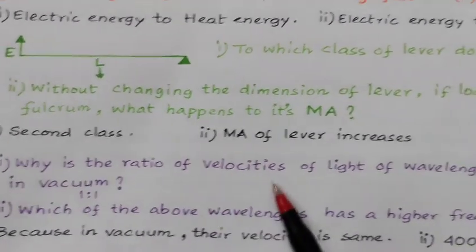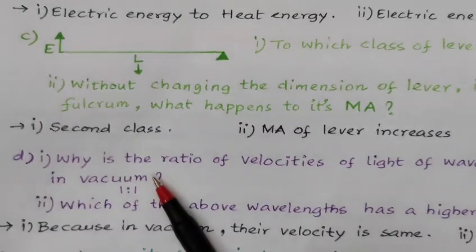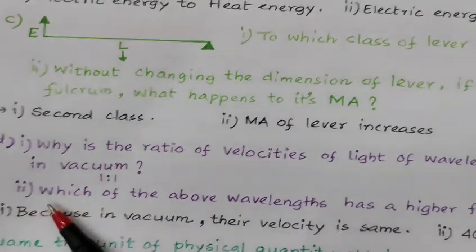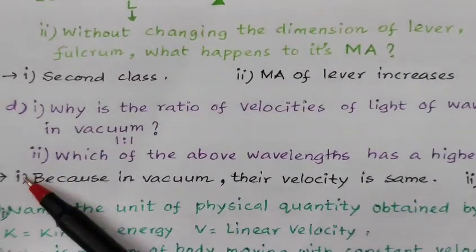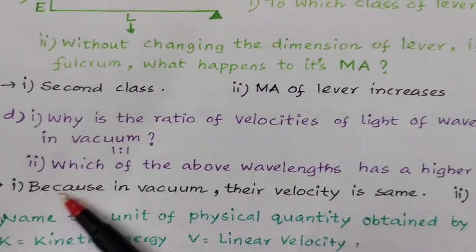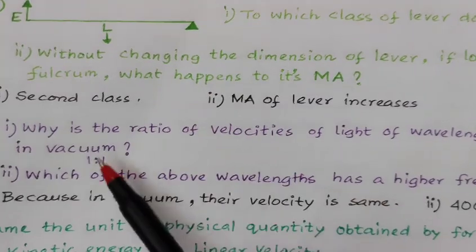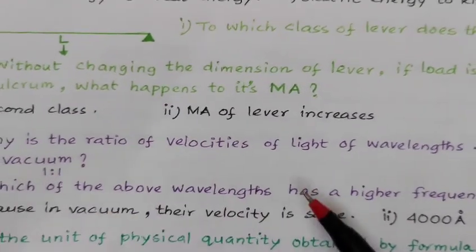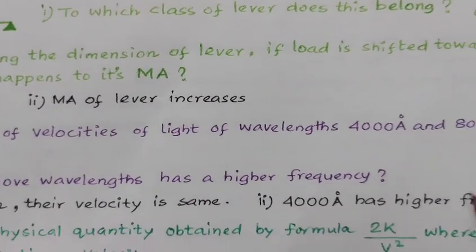D, why is the ratio of velocities of light of wavelength 4000 angstrom and 8000 angstrom in vacuum 1:1? And 2, which of the above wavelengths has a higher frequency? The reason for the first is that in vacuum both the velocities are equal, so their ratio is 1:1. Number 2, the 4000 angstrom has higher frequency.